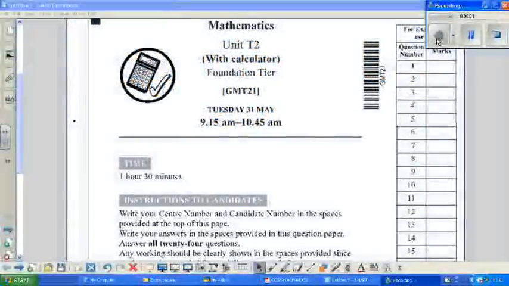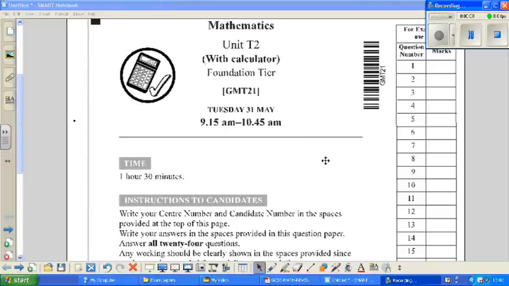Okay, we're going to start off with GCSE Foundation Module T2, and this is from May 2011, and you can see there it's 1.5 hours long. There's 24 questions, so as you don't run out of time, be sure that every half hour you've done at least 8 questions. Obviously you'll need a bit more time for the later questions, but make sure that every 30 minutes you've done 8 questions.